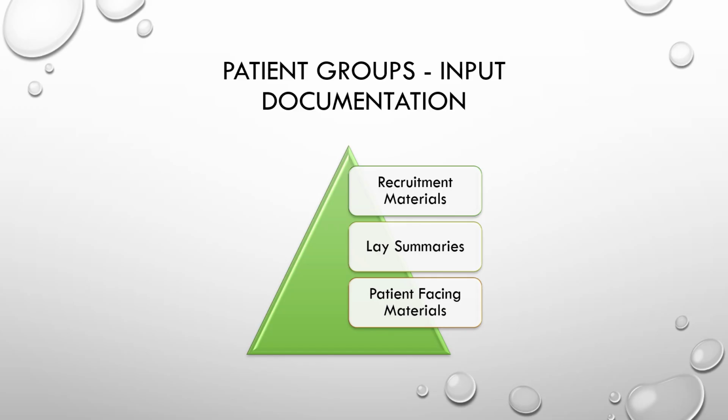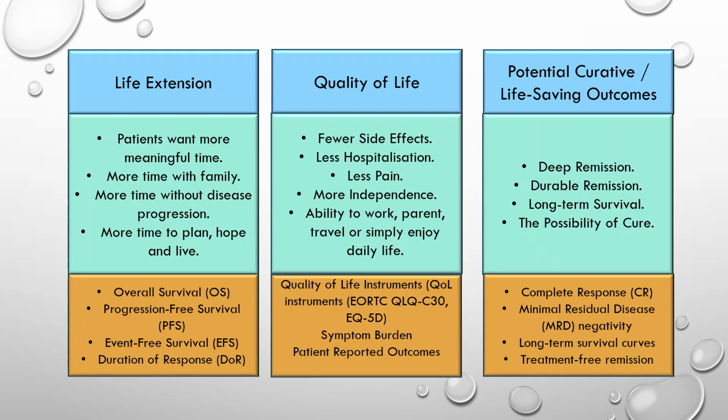And now, particularly for ATMPs, this is standard practice to get input from your patient groups. So what do patients want? Well, the three things in blue are life extension, quality of life improvement, and they want that potential curative or life-saving outcomes. So your life extension, what is that?